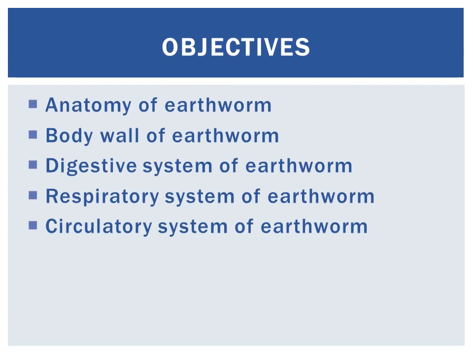Today we are supposed to discuss the anatomy of the earthworm. Already we said, what do you mean by anatomy? The study of the internal structure of an organism is known as anatomy, right? For the earthworm, we are going to learn about the body wall, the digestive system, the respiratory system, as well as the circulatory system. We have to discuss these today.